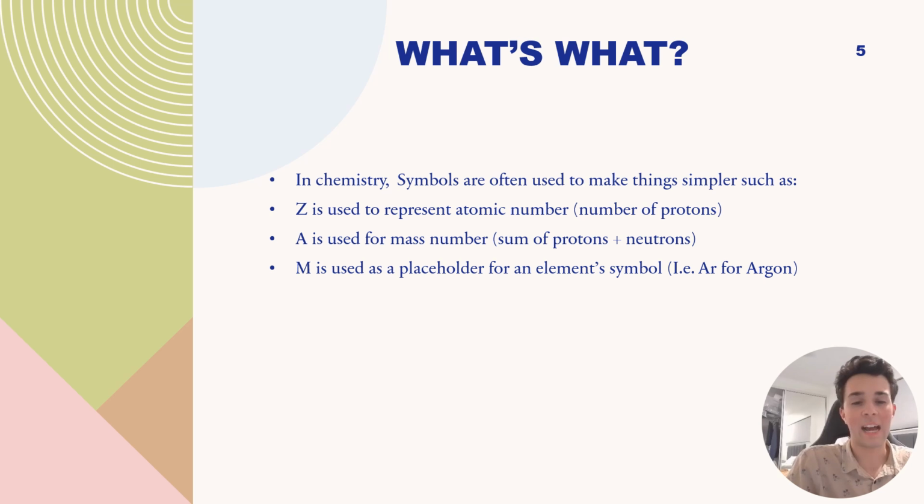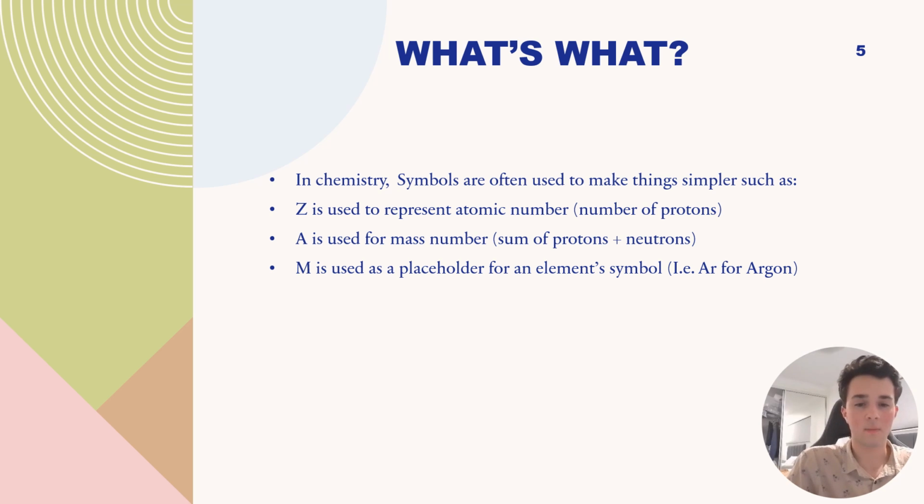A, the letter A, is used for mass number. A good way of remembering that is A is for atomic mass. You can determine that by summing your protons and your neutrons together. And if you find M, it's not too common, but you might find it in a certain notation.